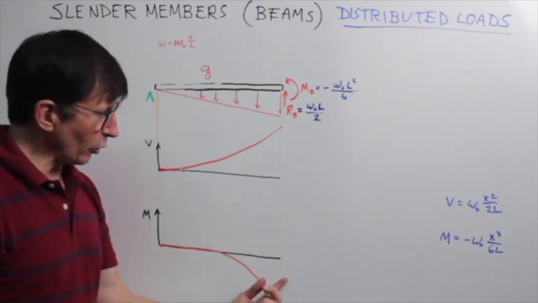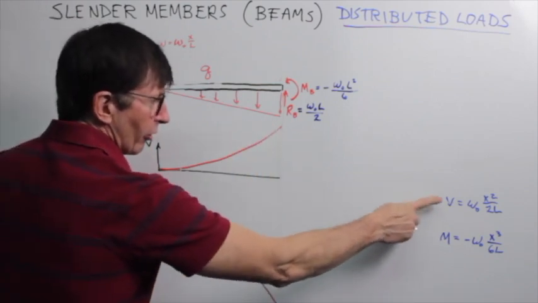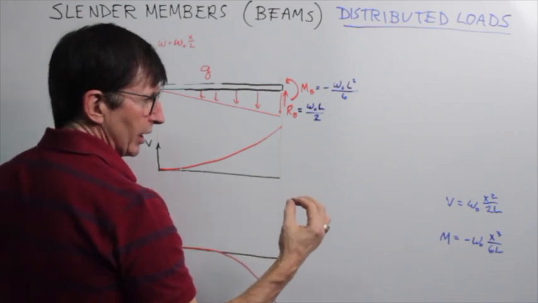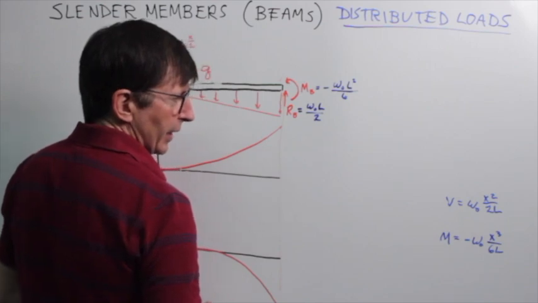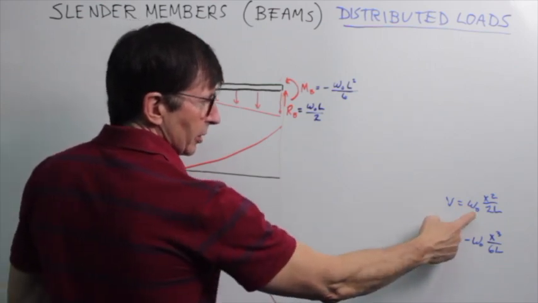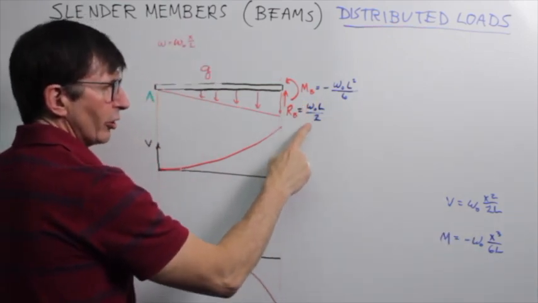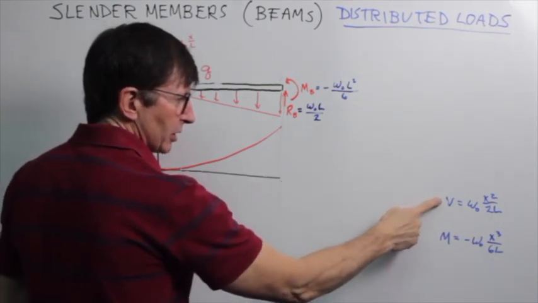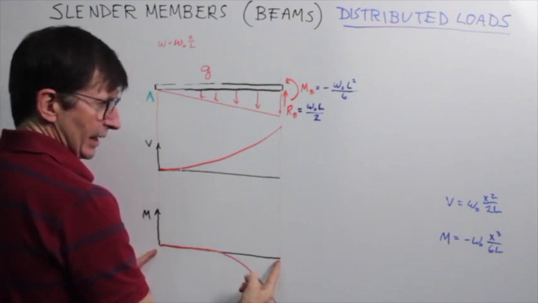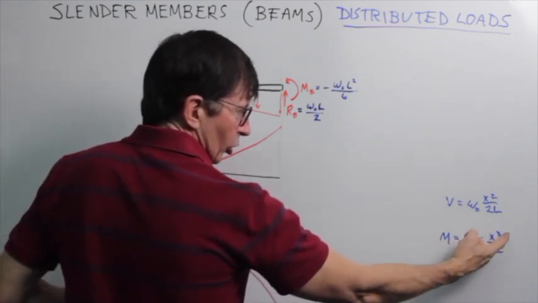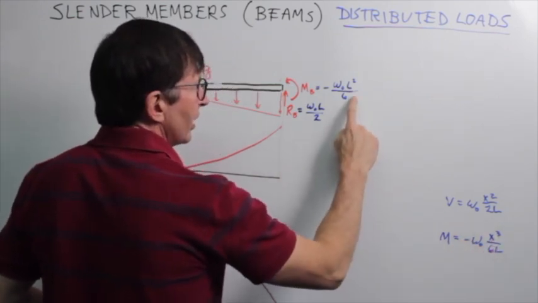But just as another check, we can get the values at the right end by plugging in the overall length of L and seeing what our equations yield. So if we put in L for x squared, that goes out with an L on the bottom. So W naught L over 2 is the value we know shear to be on the right end. So that checks out. And then the moment at the right end at the position x equals L, L cubed over L is L squared, so we should have W naught L squared over 6.